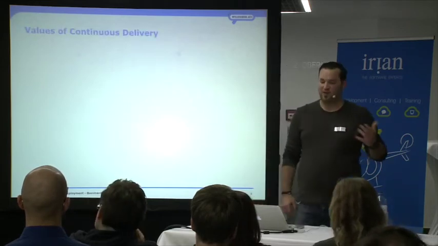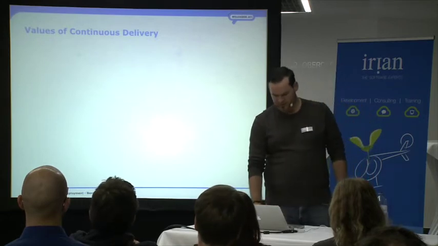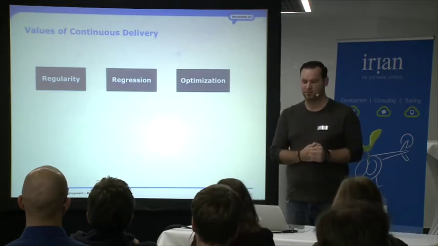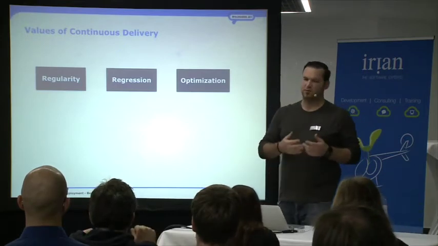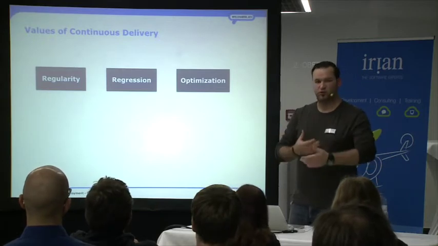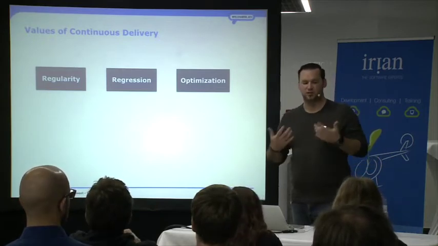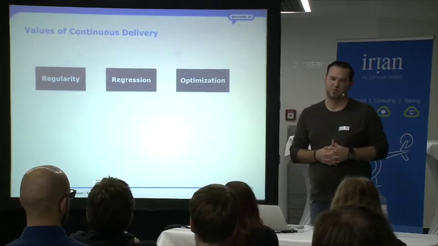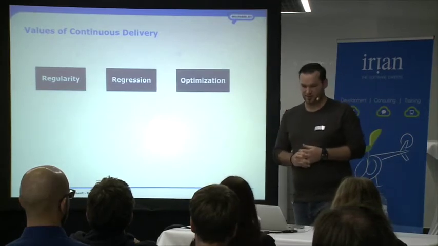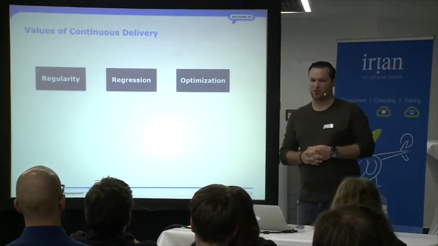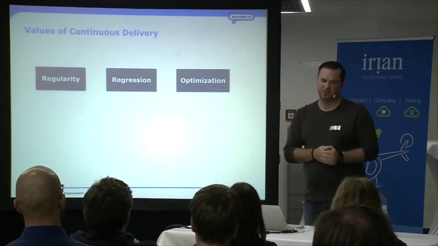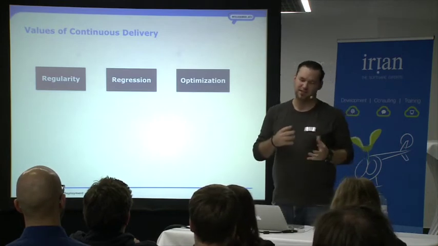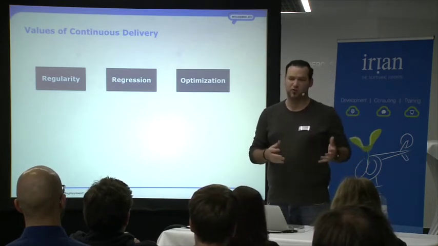So what are the actual values of continuous delivery? It tries to get some regularity into your process. If you release quite often, for example once a month or once a week, it's better than releasing once a year. You get used to all the processes involved when releasing new software. Then continuous delivery focuses on reducing regression problems. If a feature breaks sometime in the future, you don't want those things breaking again once you fix it. You want to fix a problem once and then have it fixed for all time.